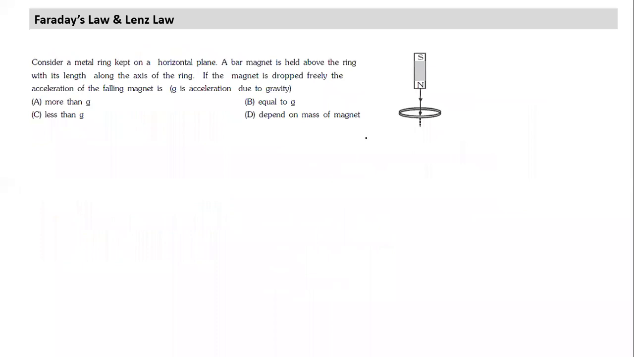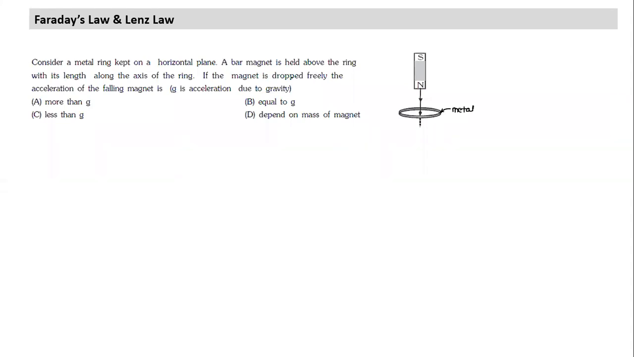Let's look at some bit of Lenz's law. In this case, what is given? Consider a metal ring kept on a horizontal plane. A metal ring means it has free charge, current can flow. The axis of the metal ring is vertical, since the ring is kept on a horizontal plane. A bar magnet is held above the ring with its length along the axis of the ring. So this is how the bar magnet is placed.